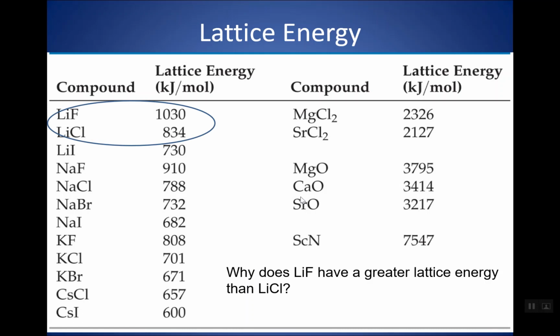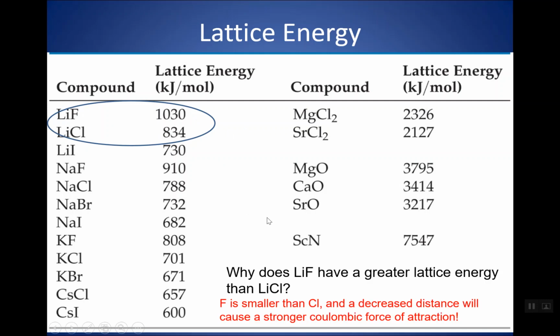So if I think about the two factors that affect lattice energy, charge and radius, these both have the same charges, +1, -1, +1, -1. So I don't want to use charge as an argument, but I can use radius. Li+ in both, but here I have F- versus Cl-. F- has fewer shells than Cl-, so F- is a smaller ion. And if I have a smaller distance, I have a greater force of attraction, and therefore I have the greater lattice energy. So that's all I'm looking for: that fluoride is smaller than chloride.